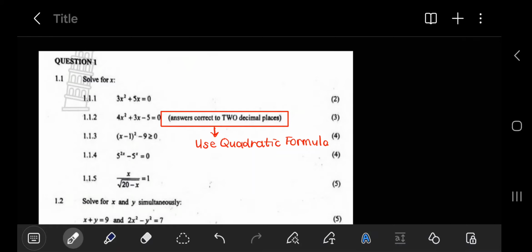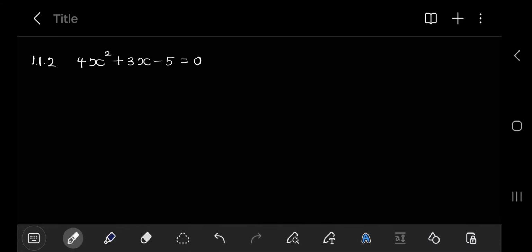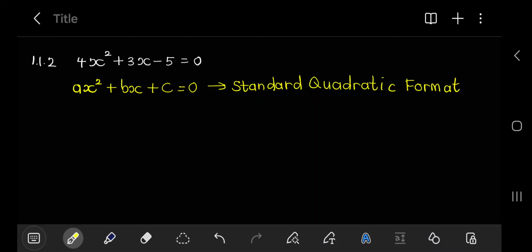So we know that the minute we see this bracket, it means use the quadratic formula. And we always pay careful attention to how many decimal places they're asking for. Here, they want 2 decimal places, which is fine. That's what you normally do. So we are given 4x squared plus 3x minus 5 is equal to 0. Before you use the quadratic formula, you always make sure that your equation is in standard quadratic format. And just to remind you, this is what standard quadratic format is. We've got ax squared plus bx plus c is equal to 0.